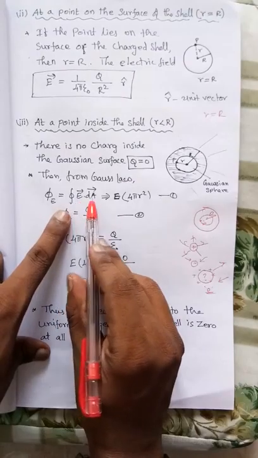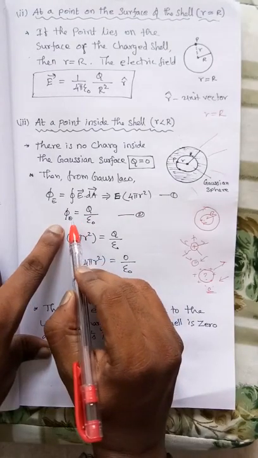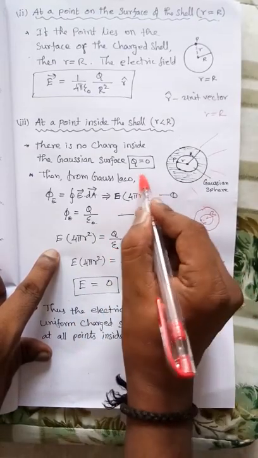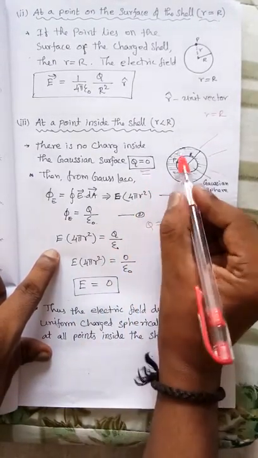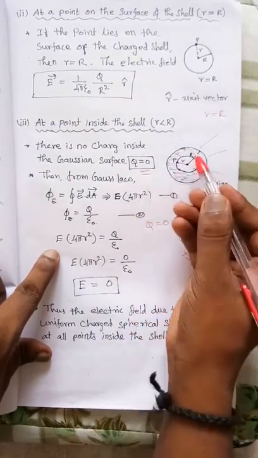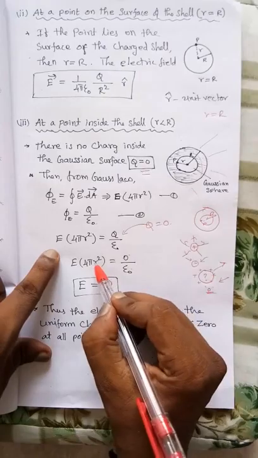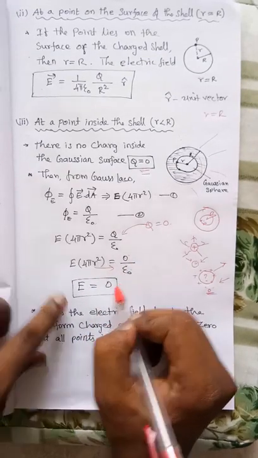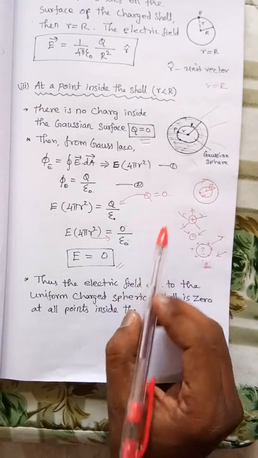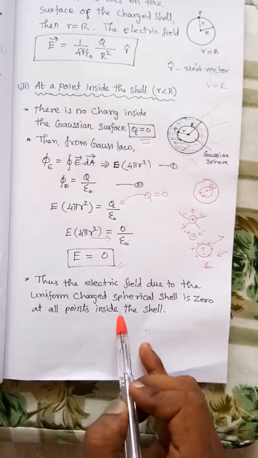Same formula: E times the integral of dA, which is 4 pi r squared, the area of the sphere. From Gauss law, it equals Q by epsilon naught. Comparing the two equations, E times 4 pi r squared equals Q by epsilon naught. But Q is equal to 0, because the point is inside the sphere and there is no enclosed charge. Substituting, 0 divided by anything is 0. That means there is no electric field inside the shell. The electric field due to a uniformly charged spherical shell is 0 at all points inside the shell.